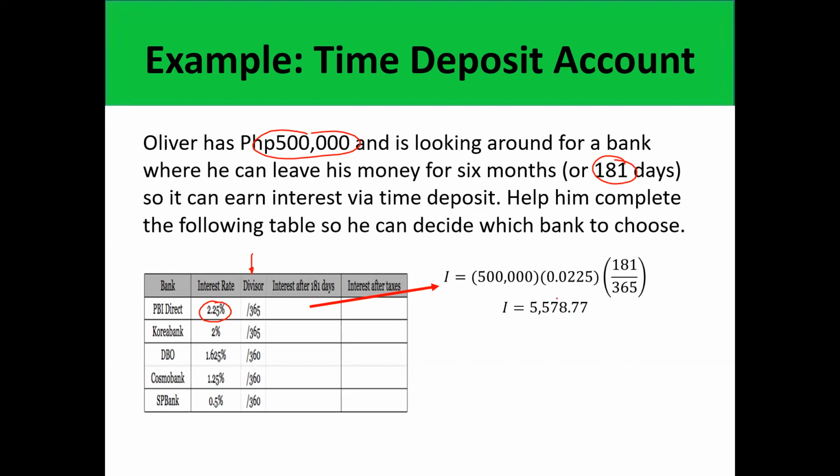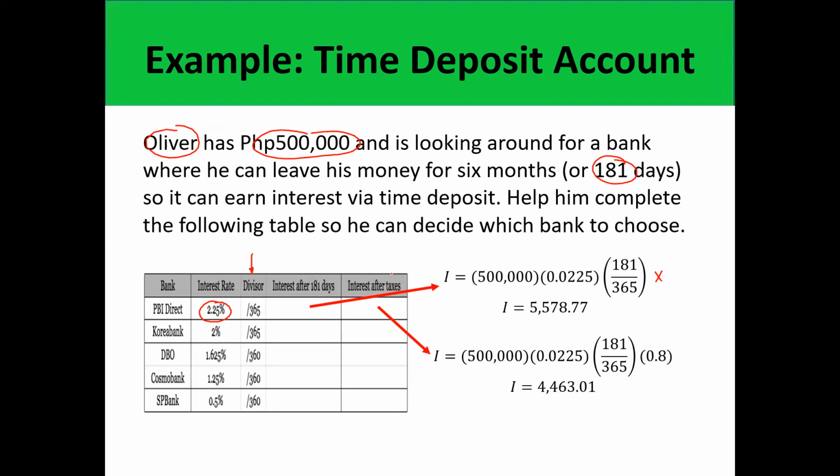But of course, these earnings are subject to a 20% withholding tax. So if we're going to less 20% to this, that means Oliver is getting only 80% of these earnings. So if we multiply this by 0.8, then that is the amount of interest earned after the withholding tax is deducted from the earnings. So that means 4,463.01 is the interest earnings after the deduction of taxes.